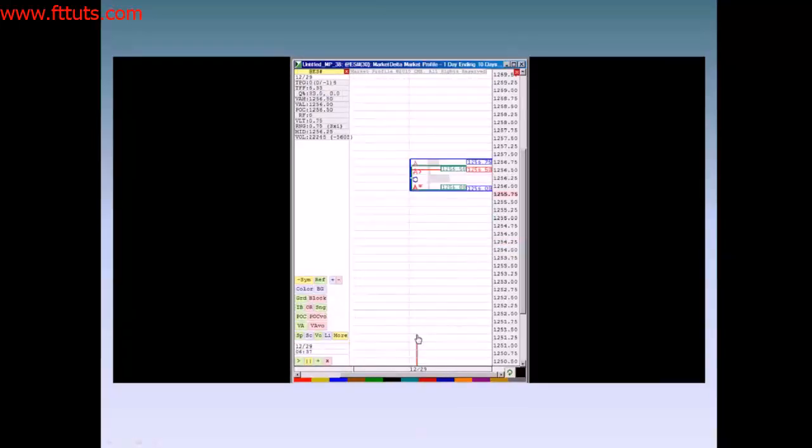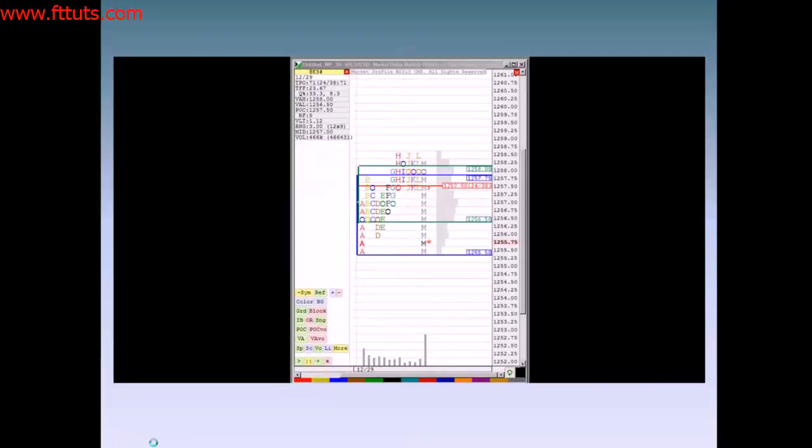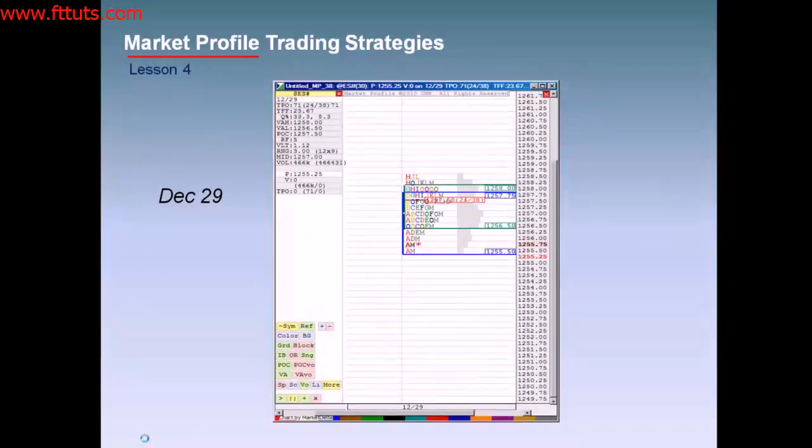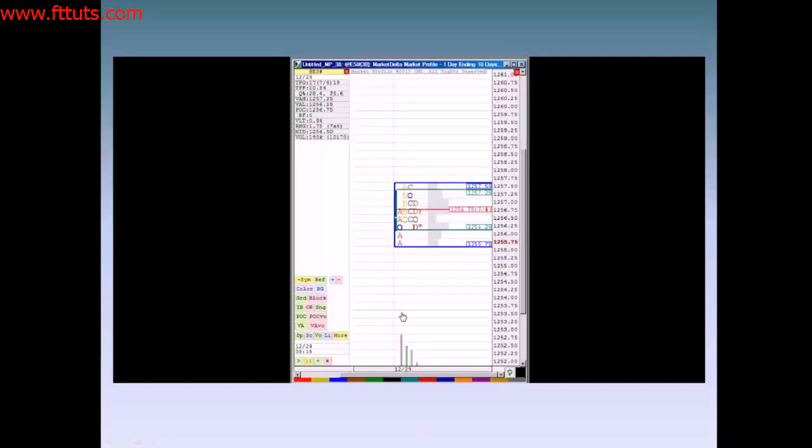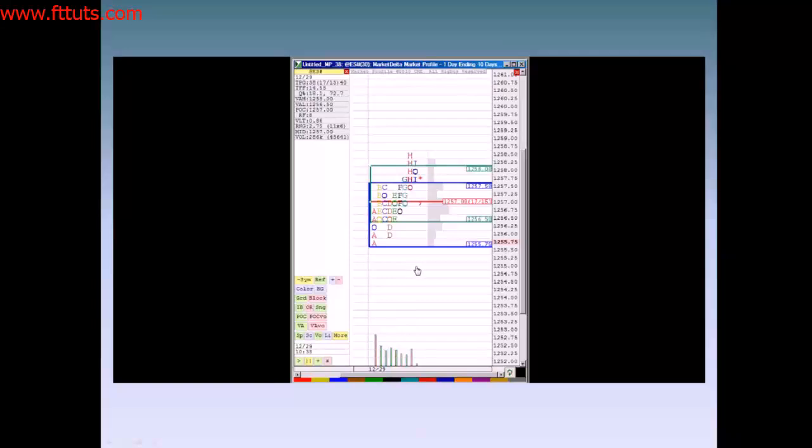Prices opened right at 1256.25. So actually we opened up a little bit from the prior day. But once again, take a look. Not much movement at all in terms of range extension. We're still in a very tight range. The short-term trader is definitely still in control of the market.